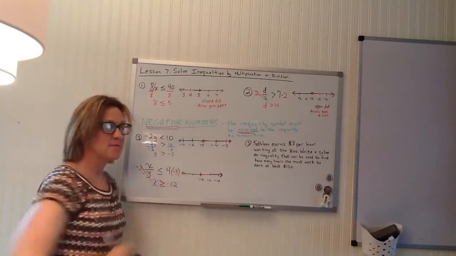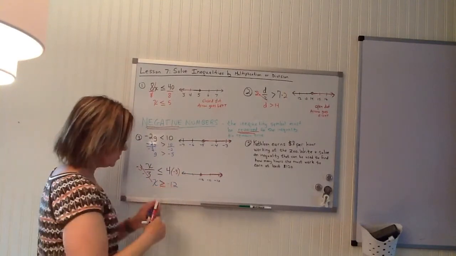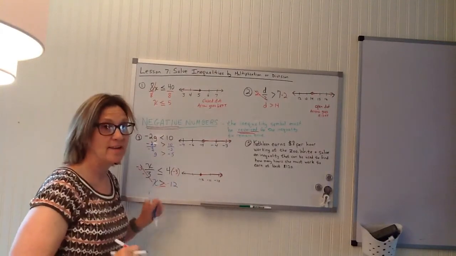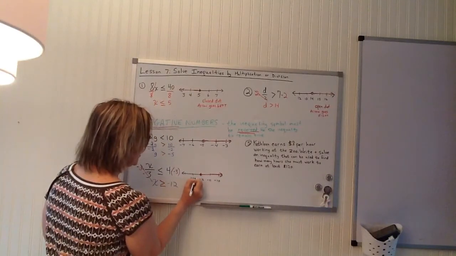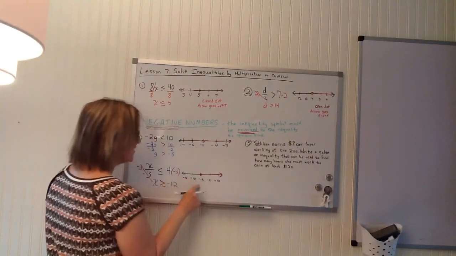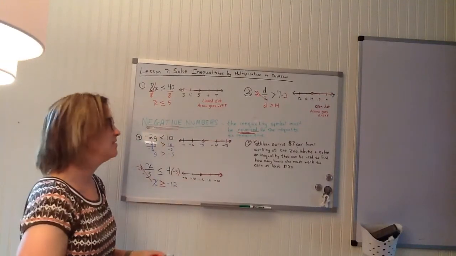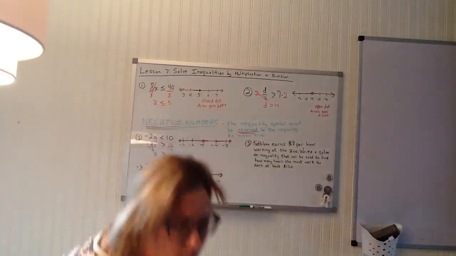All right, I made a mistake right there because I see that it's greater than or equal to, so I have to close up that dot because it does include -12 as well. I'm going to finish my number line here so you can see the difference in our less than numbers and greater than numbers when they're negative. All right, we're going to move into a word problem because you do need to know how to do those.